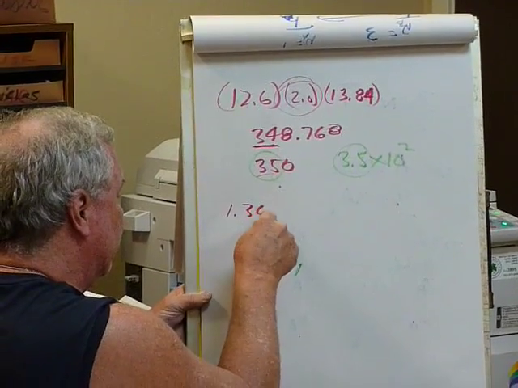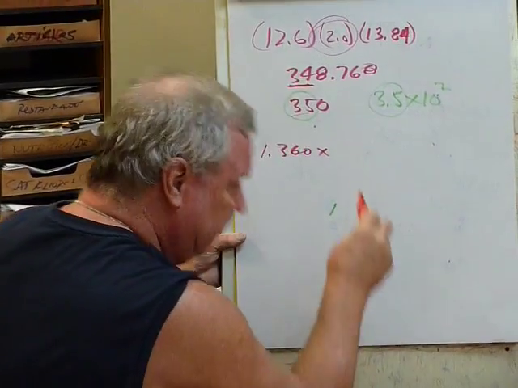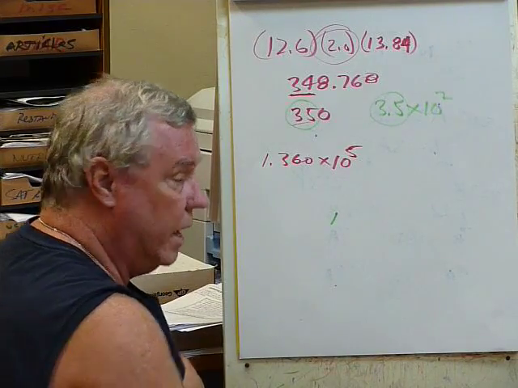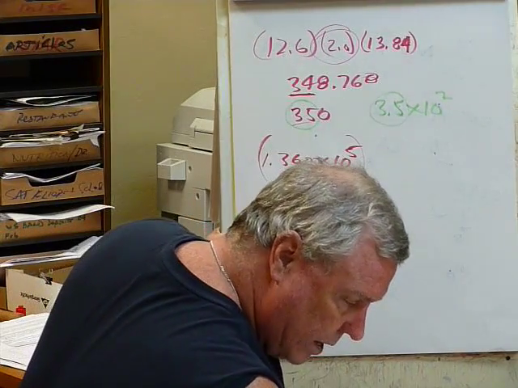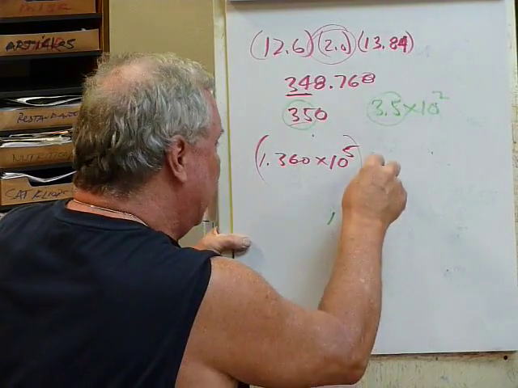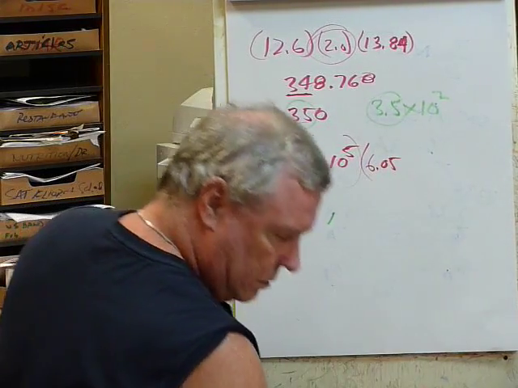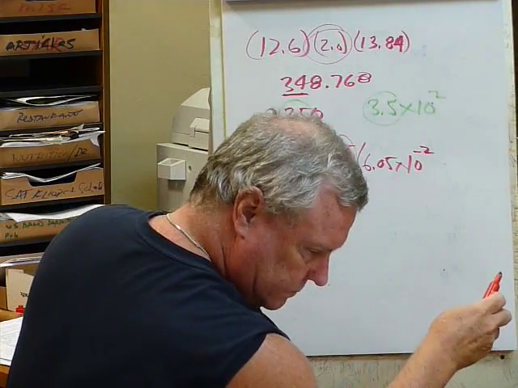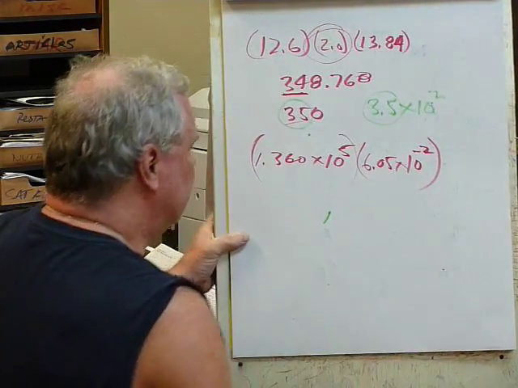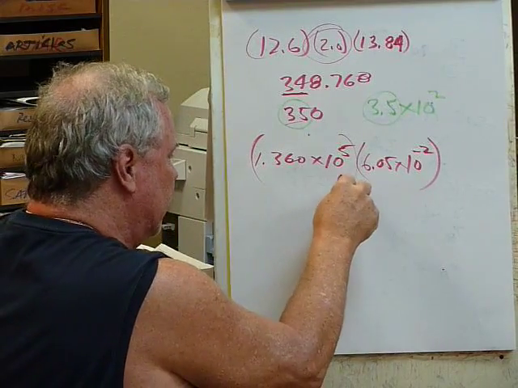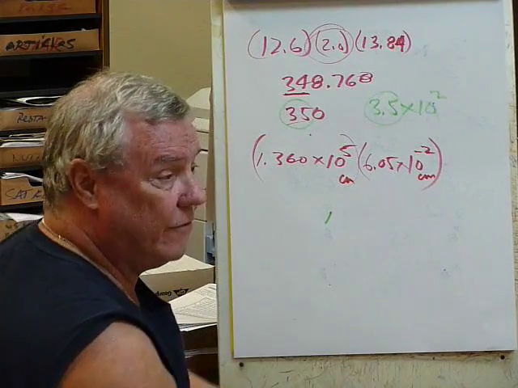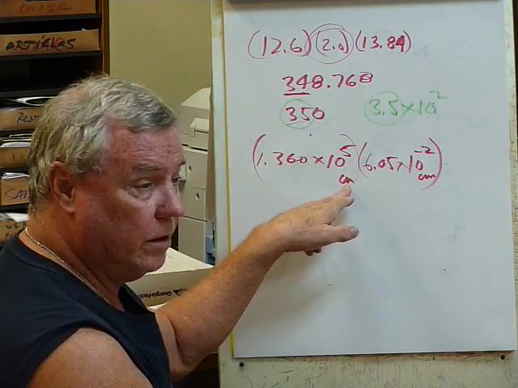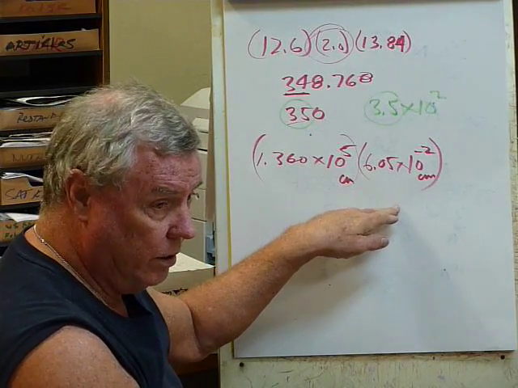So 1.360 times 10 to the 5. What bearing does 10 to the 5 have on your sig figs? None. And then 6.05 times 10 to the negative 2. And they're both centimeters. So if they're both centimeters, our units have to be what? Squared, because they're multiplied. So your answer is going to be square centimeters.